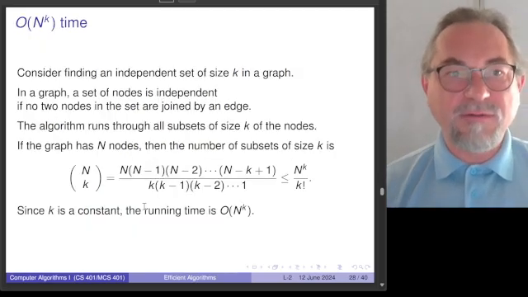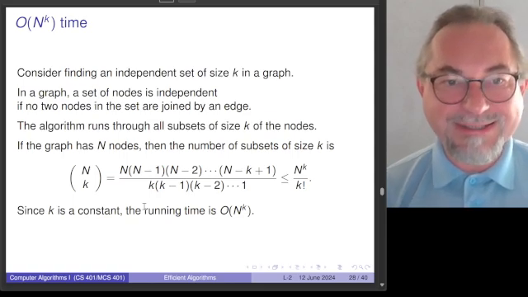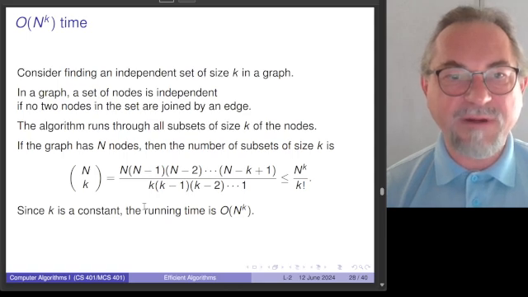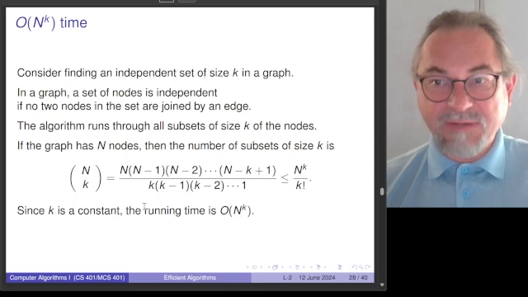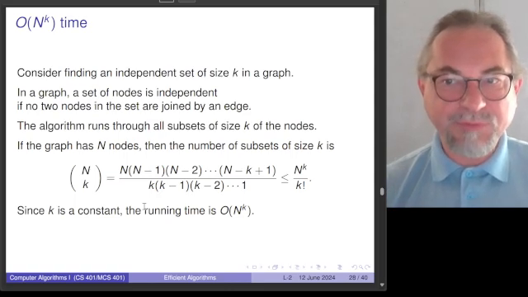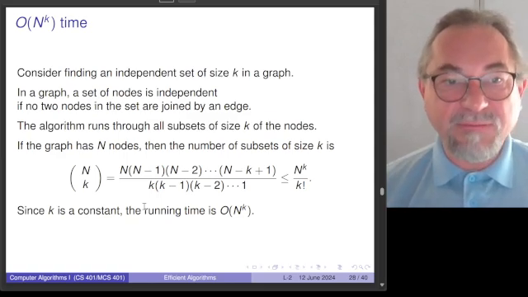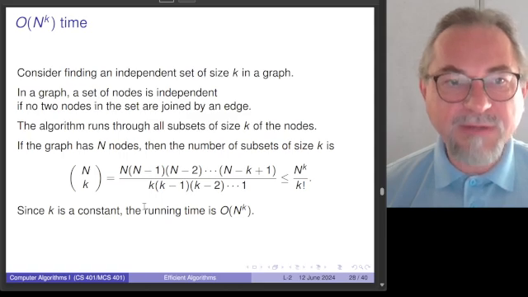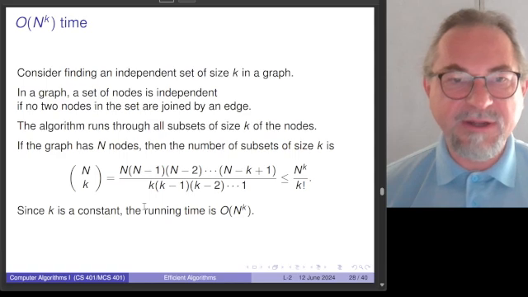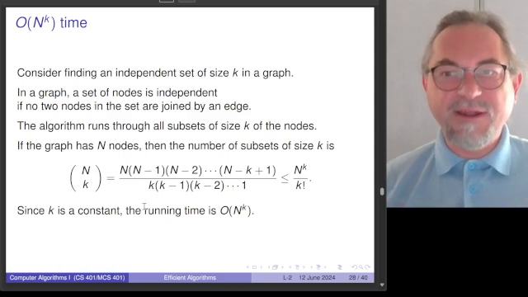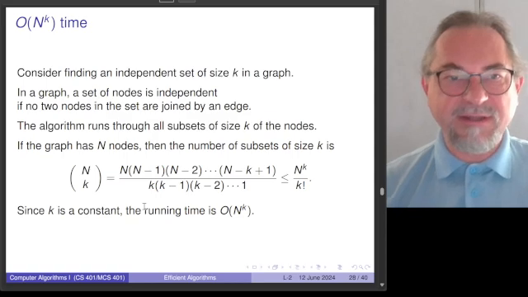Okay, now finding an independent set of size k in a graph. We will spend plenty of time on graphs in lecture 3. We will introduce graphs there, and throughout the course we will introduce more on graphs. A graph is a set of nodes, and a set is independent if no two nodes in the set are joined. So you have a set of nodes that are independent from each other: from the first set and the second set, no two nodes are joined by an edge.